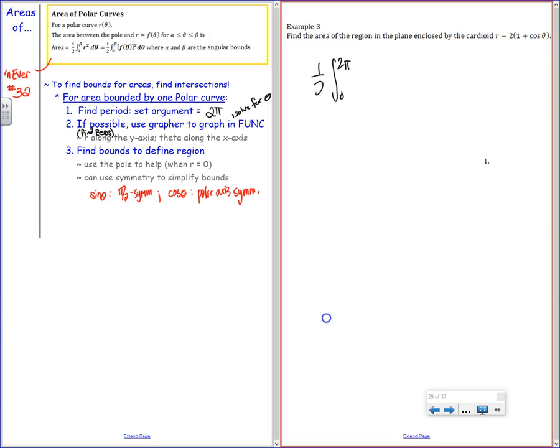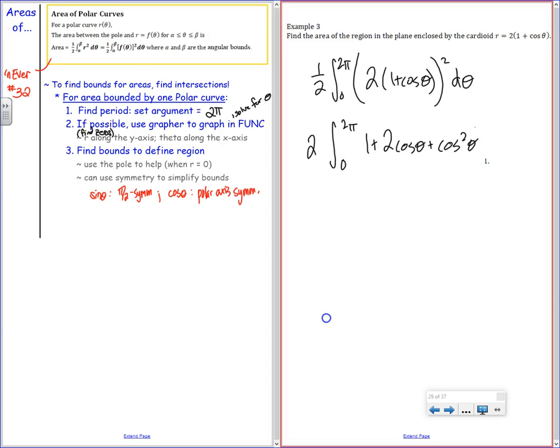But we are going to need the 1/2, and we are going to plug in the 2 times 1 plus cosine, all squared, not just the 1 plus cosine part, right? So we would end up with 4 brought on the outside, 2, the integral 0 to 2 pi. Wait a minute, how on earth, if I was supposed to solve this by hand, how am I supposed to solve 1 plus 2 cosine theta plus cosine squared theta? Split them up.